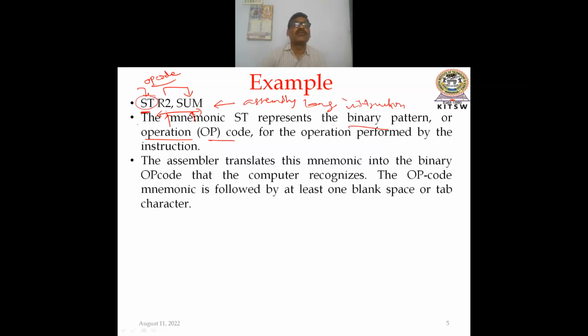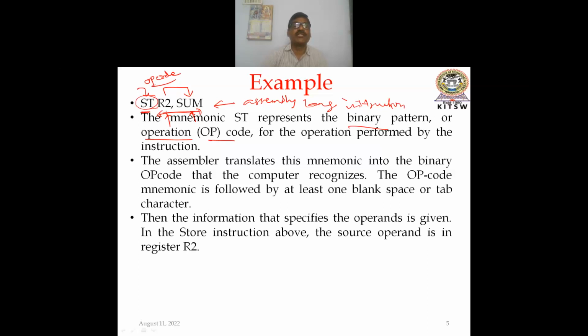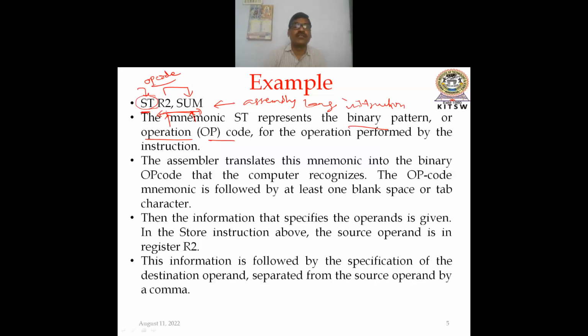So the opcode value is followed by at least one or more blank spaces. A blank space or a tab character will be provided here, and later we have specified the operands. The information that specifies the operands is given here: what is the source operand and what is the destination operand. The store instruction is the store instruction, so what it does, that information will be provided here.